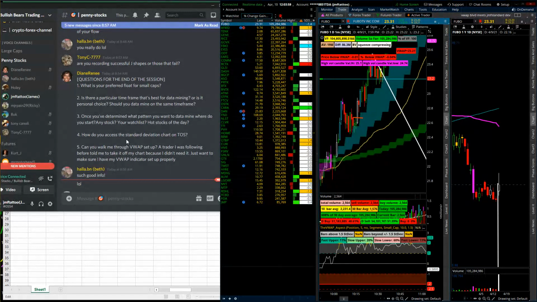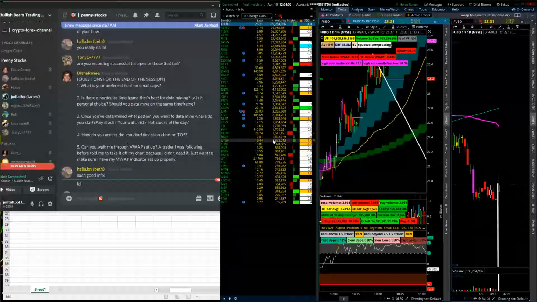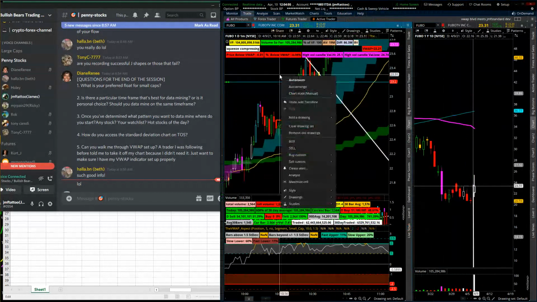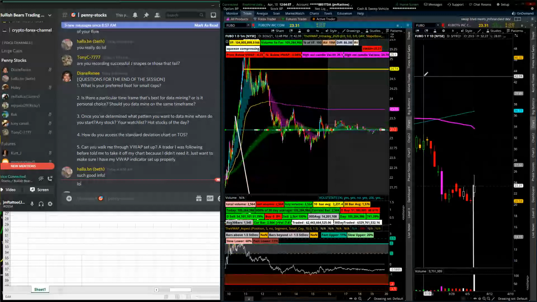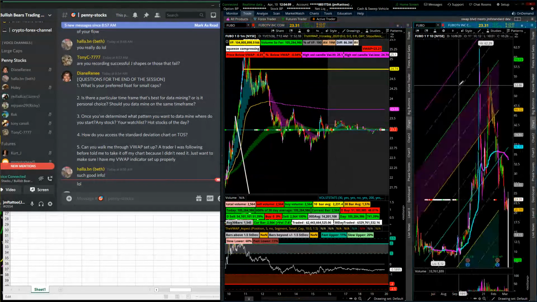How do you access standard deviation on chart on TOS? That is an indicator that I personally have coded, and I will share it with you.